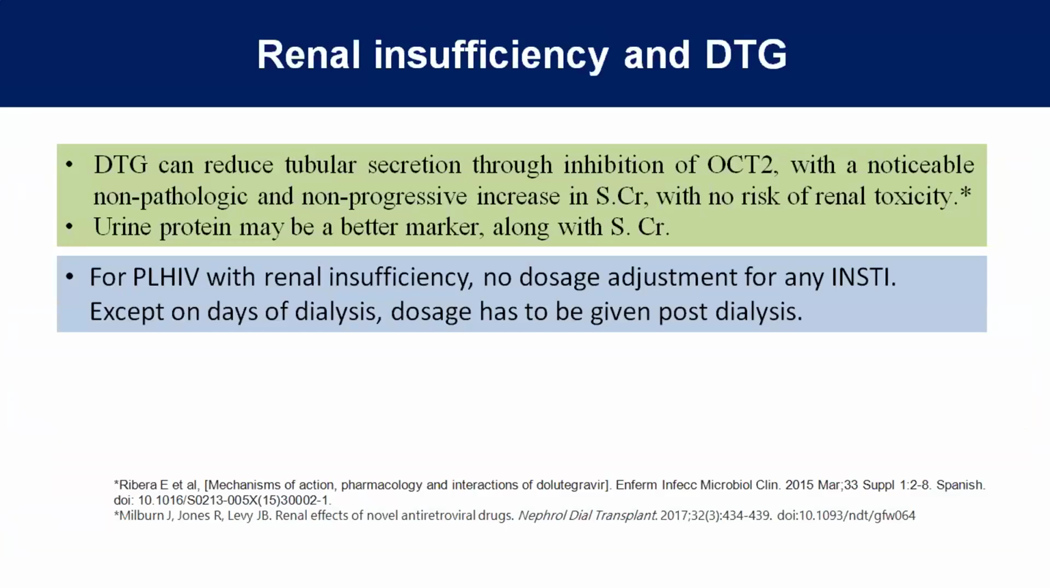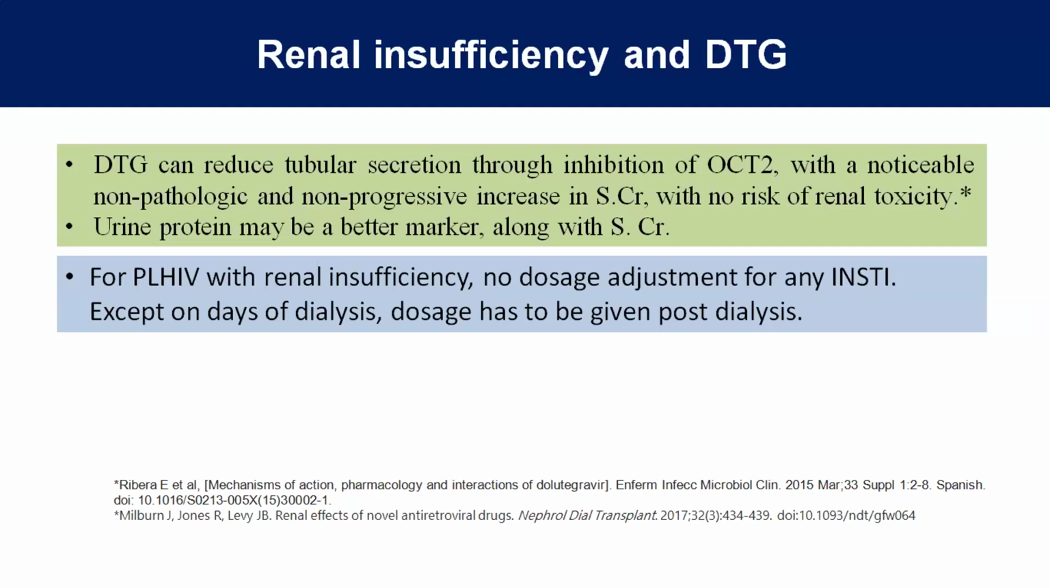Now, renal insufficiency with dolutegravir. Dolutegravir can reduce tubular secretion through inhibition of OCT2, with a noticeable but non-pathologic and non-progressive increase in serum creatinine. So there is no risk of renal toxicity, and dolutegravir can be used even with CKD, even with very low eGFR, even in patients on dialysis.